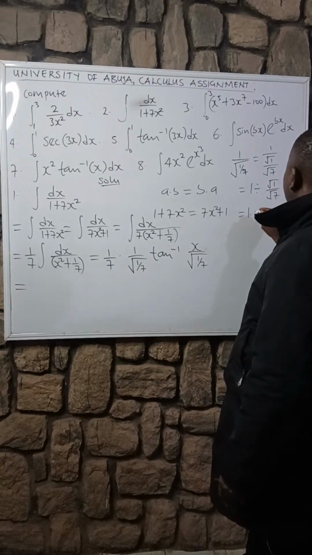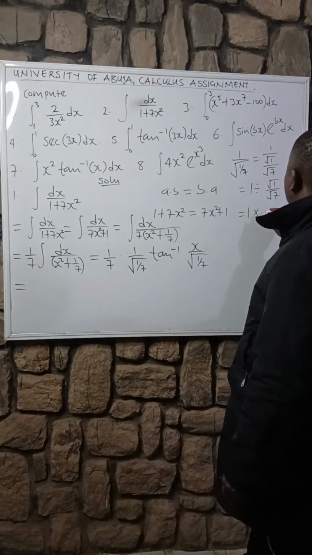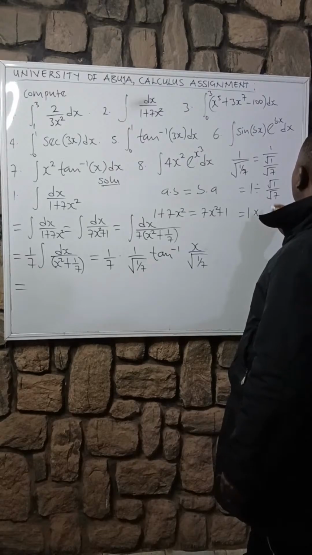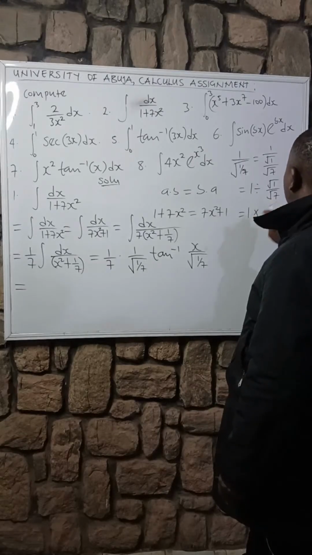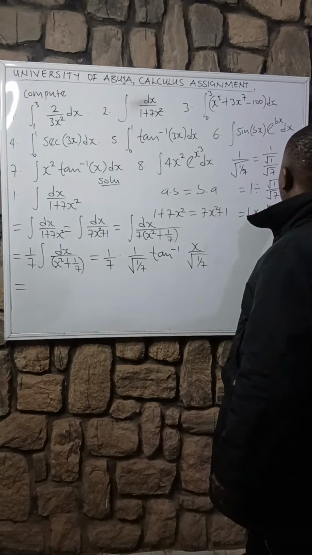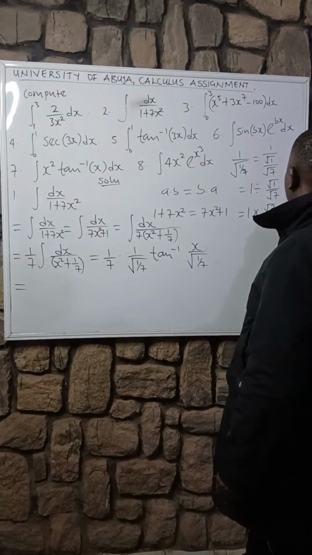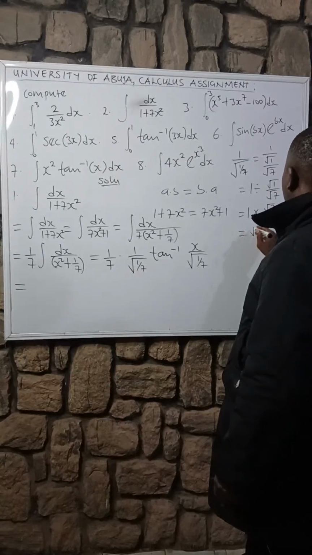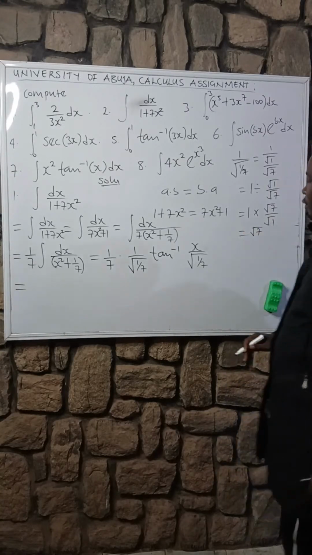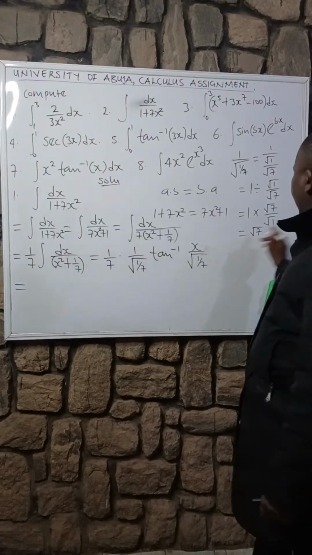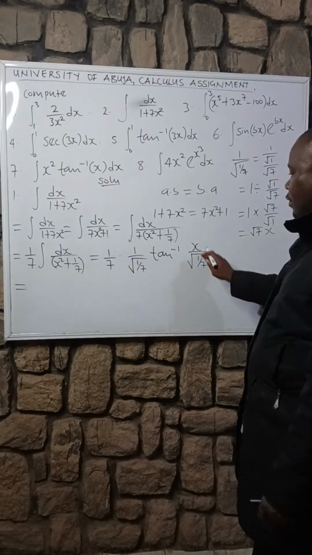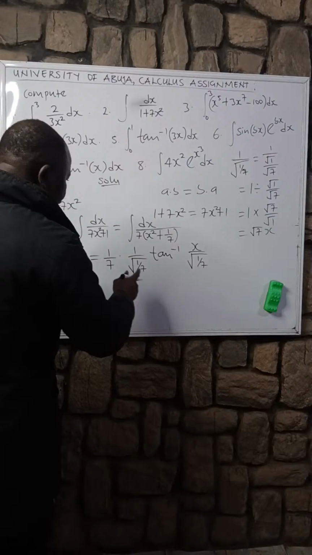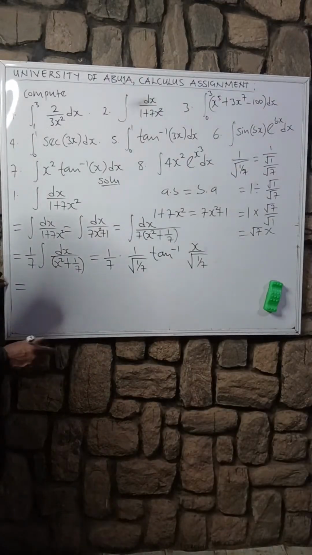And this is the same thing as 1 times, if you convert it, now the square root of 7 all over square root of 1. Then this is the same thing as square root of 7. True or false? So here we are going to have square root of 7x.